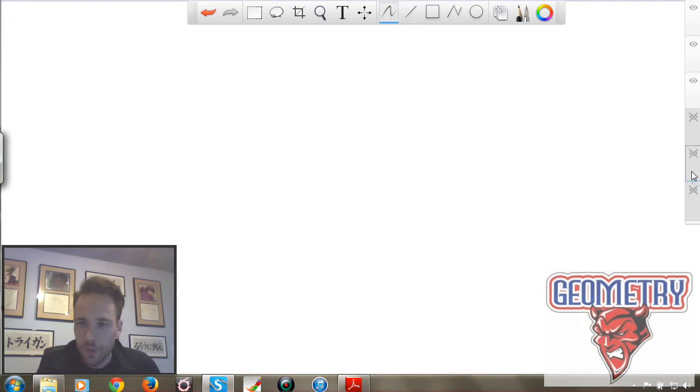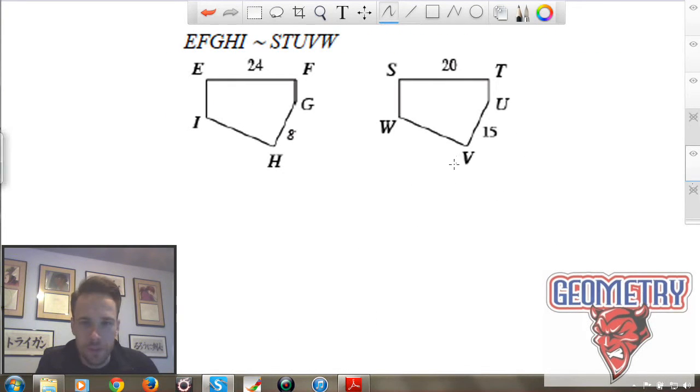Okay, moving on to our next one here. I believe this is a G. It doesn't look like a G. There we go. Now it's a G. Okay, so again, we look at our similarity statement. EFGHI is similar to STUVW. Okay, so it looks like these angles match up.